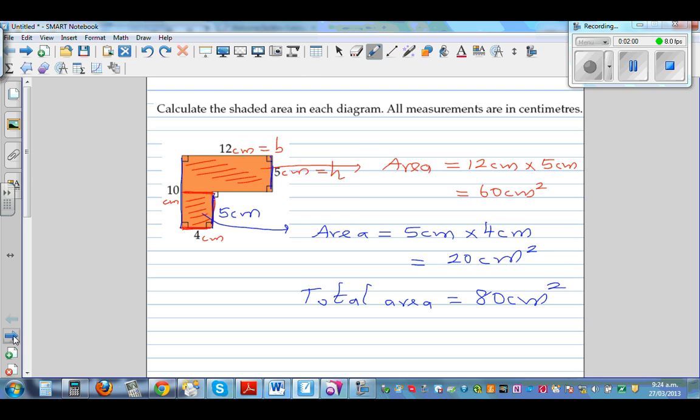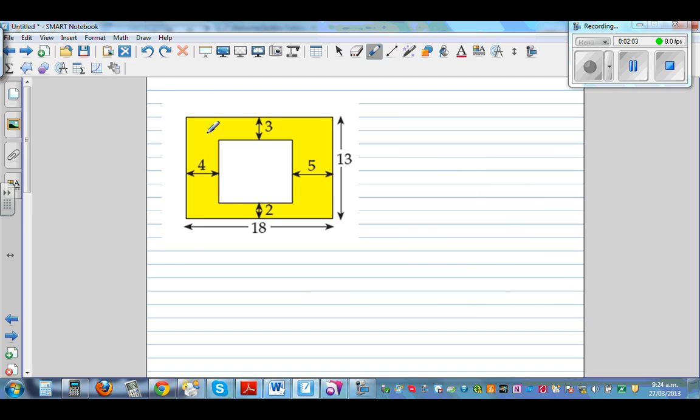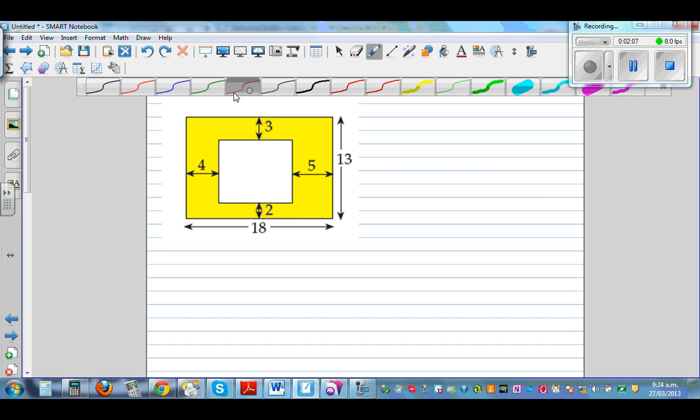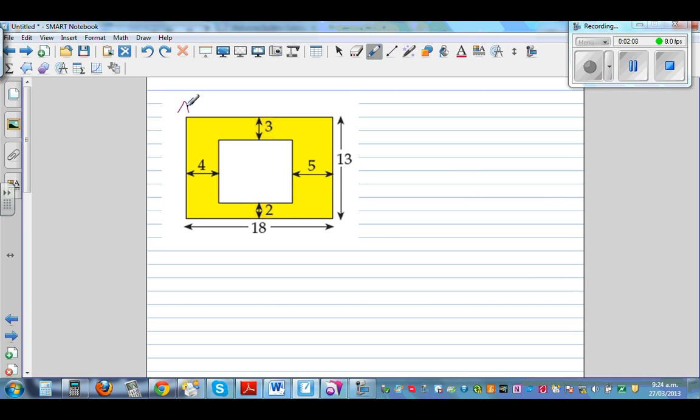Okay, so the next question, we want to find this shaded area. Let me split this into two rectangles. This is the outside rectangle ABCD, and this is the inside rectangle PQRS. So how can you find the shaded area if you know the area of the outside rectangle and the area of the inside rectangle? Is something that you need to think yourself.